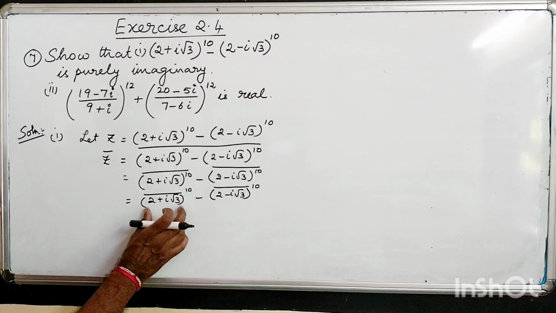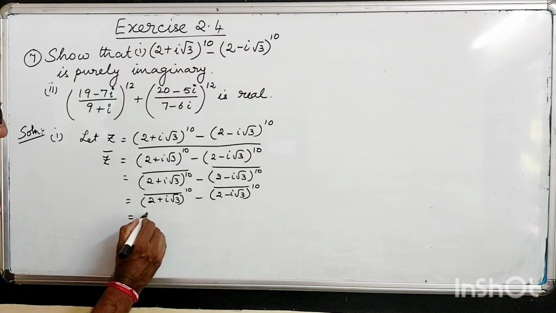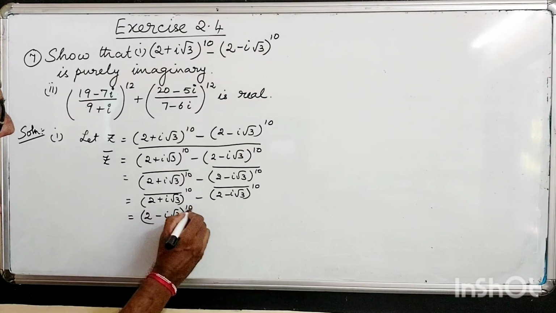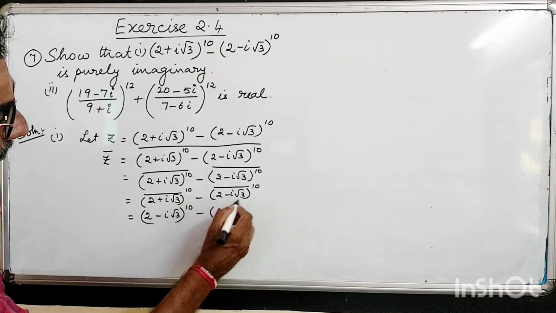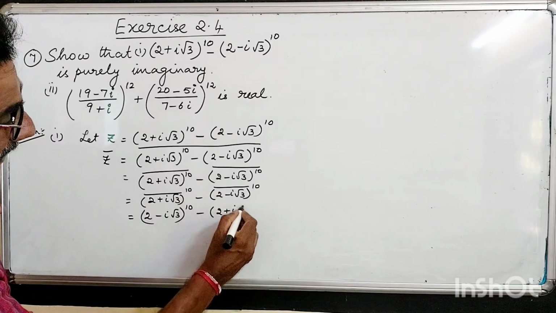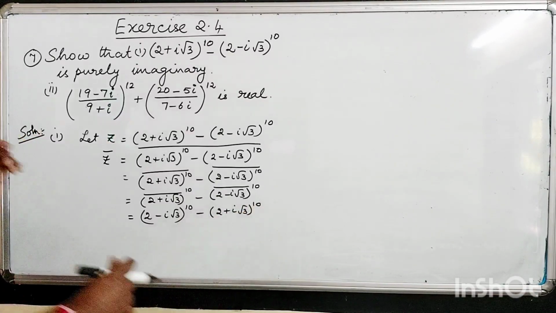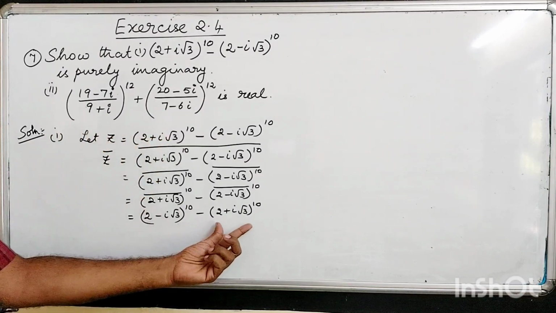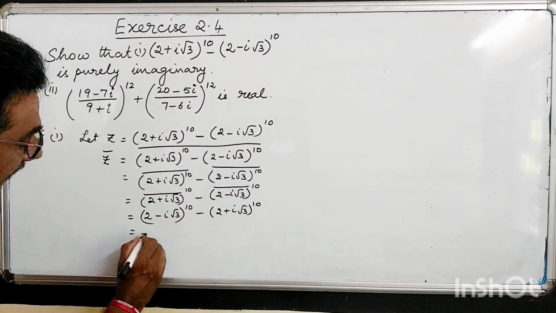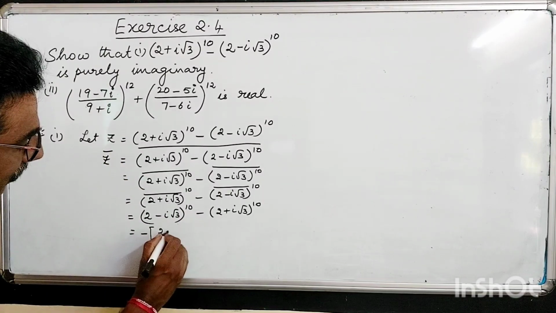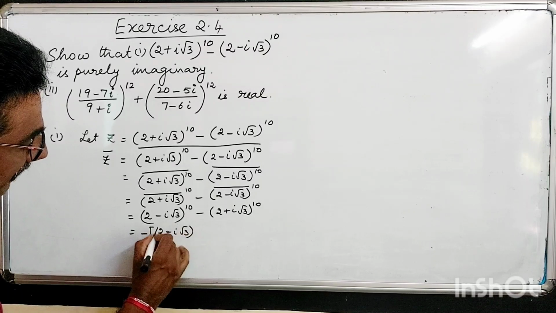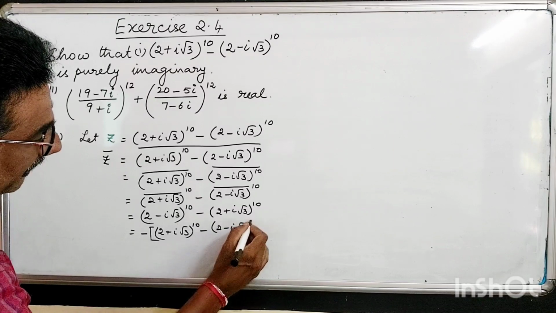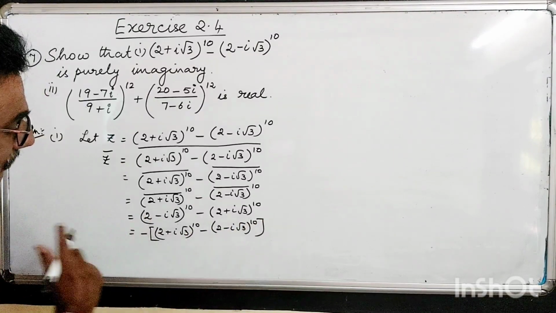Now you can take the conjugate for this complex number. What is that complex number's conjugate? That is (2 minus i root 3) whole power 10 minus, here the conjugate of 2 minus i root 3 is (2 plus i root 3) whole power 10. But in z, 2 plus i root 3 is in the first term. Here it is in the second term. So take minus as common. You get minus of (2 plus i root 3) whole power 10 minus (2 minus i root 3) whole power 10, because minus into minus becomes plus here.